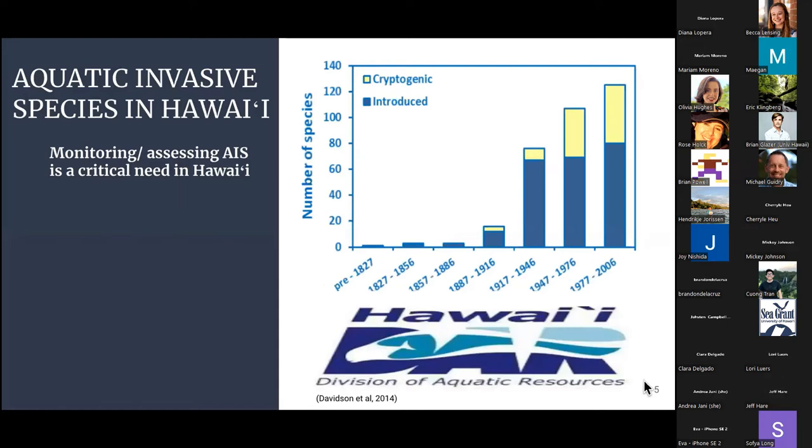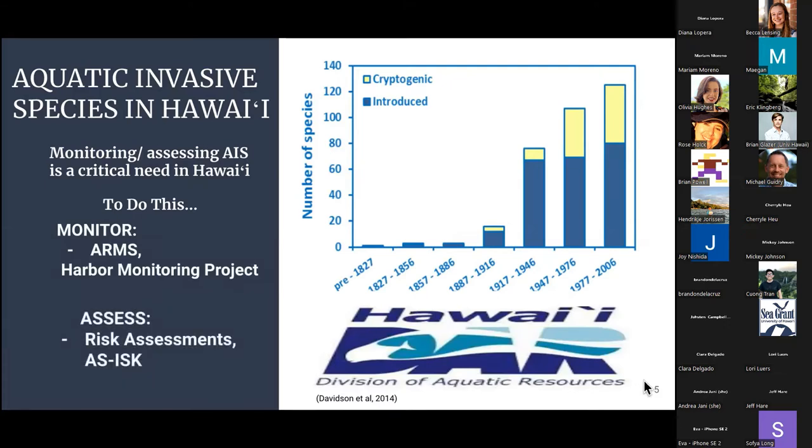Now that we understand why invasive species are such a large problem in Hawaii, we know that we need to monitor and assess these. This graph on the right shows that over time, we have had a dramatic increase of invasive species, especially in the last 100 years when shipping has increased. To monitor and assess these, I used a couple of things in my project. To monitor these, we used ARMS units, which were harbor monitoring projects. To assess these, we used risk assessments, and I used one called ASICS, and I will speak more on these soon.